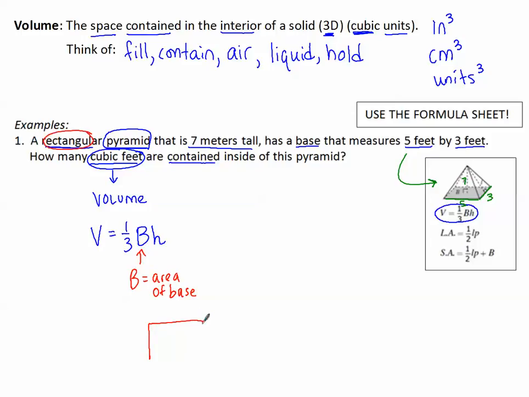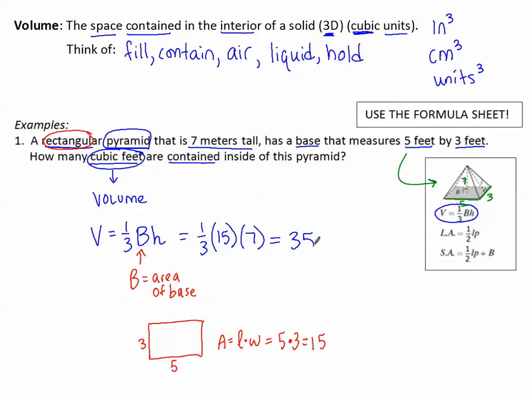So we want to think of rectangle, and going to our formula, we see that the area of a rectangle is the length times the width. The length is 5, the width is 3. So we're using 5 times 3, or 15, for the area of the base. So 1/3 times 15, and then the height of the pyramid, 7. Then we can compute that. 1/3 of 15 is 5. 5 times 7 is 35. Because we're using feet, I know I need to use feet, and it is cubic units. 35 cubic feet.